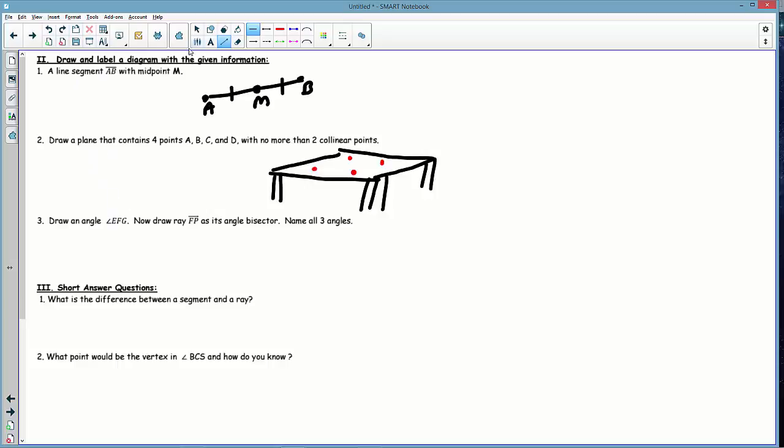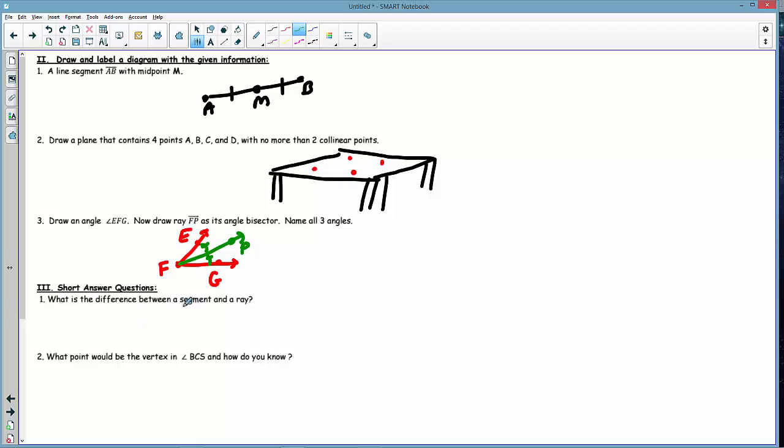Okay, this one says draw an angle EFG. Remember that the center point is the vertex. And draw a ray FP that's an angle bisector. So I'll use a different color for that. So FP, it's a ray, and it's an angle bisector. So we're going to indicate that with two congruent angles right there.